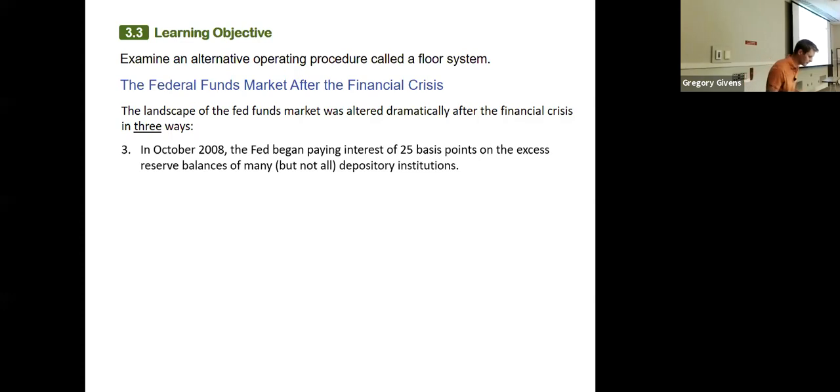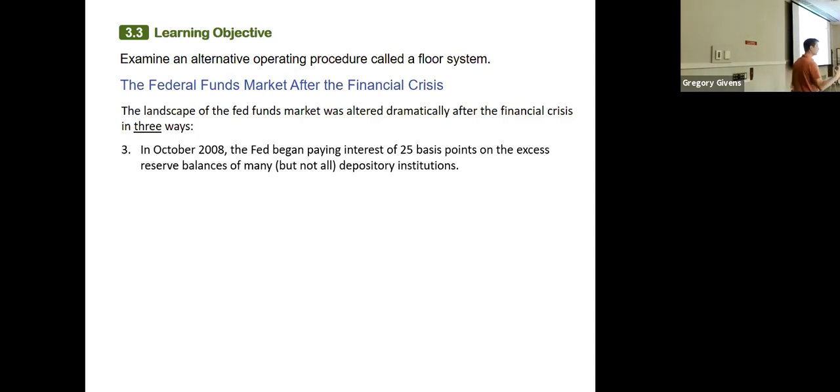The last significant change in this landscape for the federal funds market was, of course, in October of 2008, when the Fed began paying interest on reserve balances for the first time. And at the time, it was a small interest rate of only 0.25% or 25 basis points.